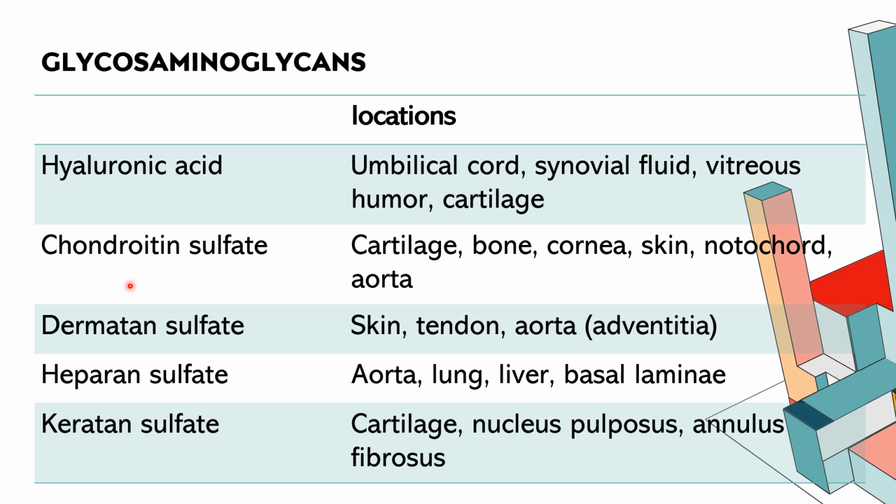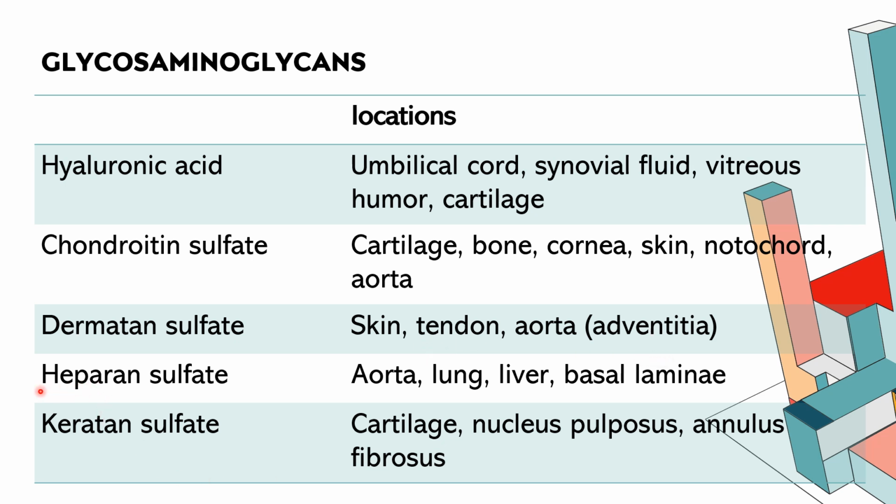Another glycosaminoglycan is your chondroitin sulfate. This one is located in your cartilage, bone, cornea, skin, notochord, and aorta. Another one is your dermatan sulfate, located in your tendon, skin, aorta, in the adventitial layer of your aorta.